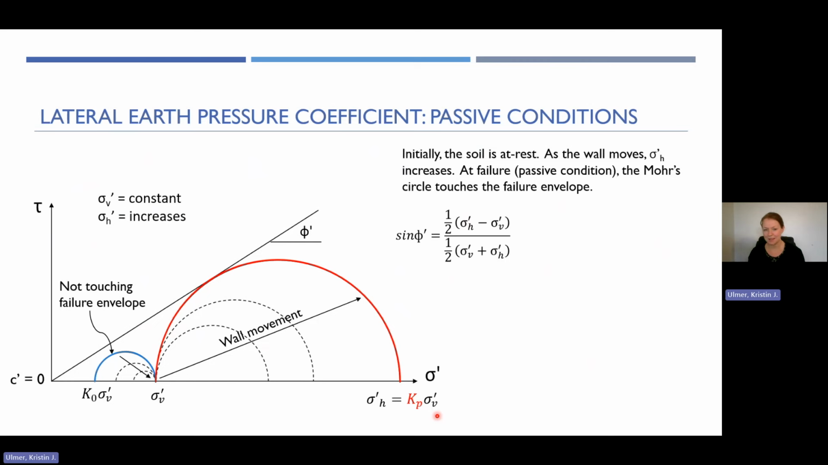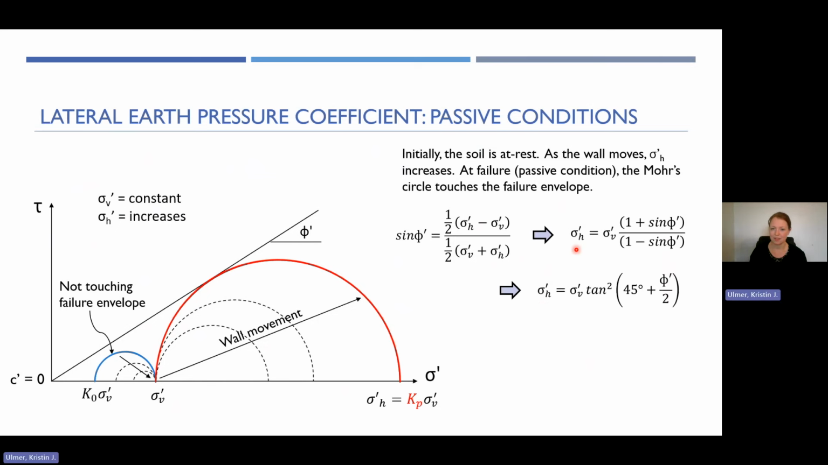And we get it in much the same way. So now we're saying, using our Mohr circle drawing over here, we can say sine of phi prime is equal to 1/2 (sigma prime H minus sigma prime V), that's the diameter of your Mohr circle, over 1/2 (sigma prime V plus sigma prime H). So that's the center of your circle that you're looking at. Rewrite this to solve for sigma prime H, just like before.